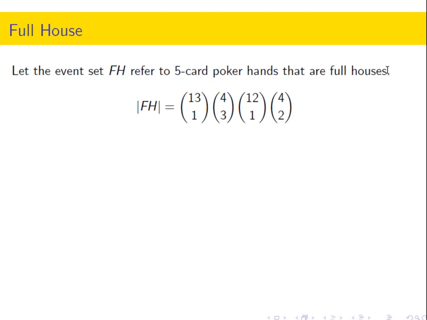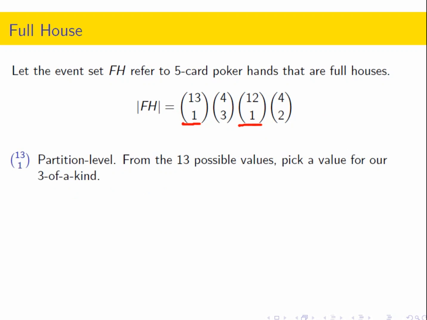Well, think about the partition. Why are we starting with 13 choose 1? Because the 3 of a kind that I'm choosing serves a different function than the pair that I'm choosing. So since these 2 partition level picks are picking things that serve different functions, we have to separate them and do them at different times. So 13 choose 1 is a partition level pick. We're picking the value for the 3 of a kind.